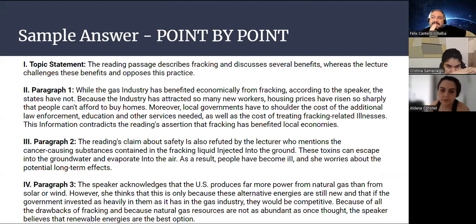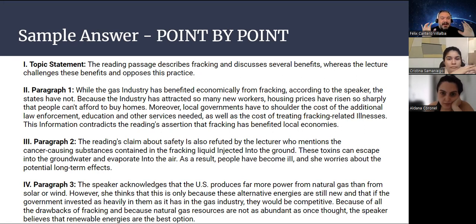Okay. The reading passage describes fracking and discusses several benefits. However, whereas the lecture challenges these benefits and opposes this practice. So there you're answering how they relate to each other.